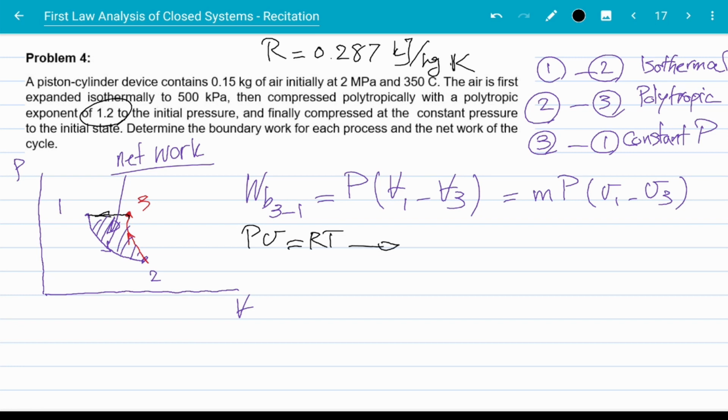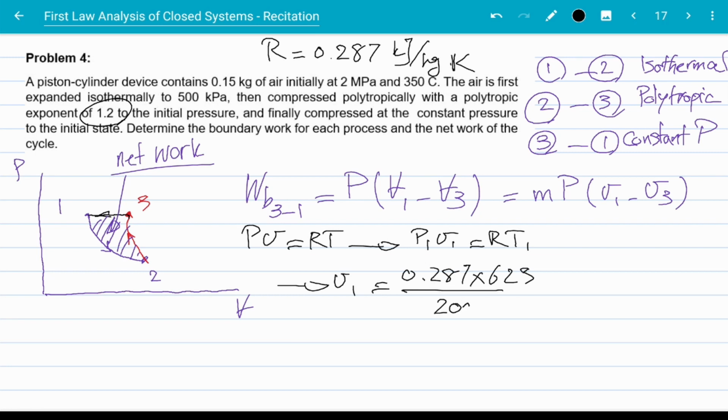So for state 1, P1 specific volume 1 is RT1. Okay, now plug in numbers, we get specific volume 1 is R, 0.287, times temperature 1, 623, over pressure 1, 2 megapascals, which is 2000 kilopascals. Now the reason I'm using kilopascals is because R is in kilojoules. Now, if your gas constant R has the unit of kilojoules, then your pressure has to be in kilopascals. Do the math. Specific volume 1 is 0.0894 meters cubed per kilogram.